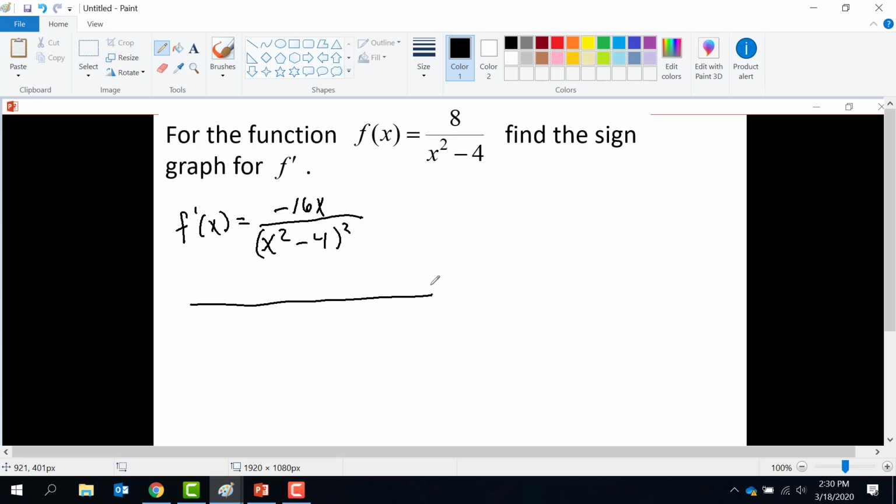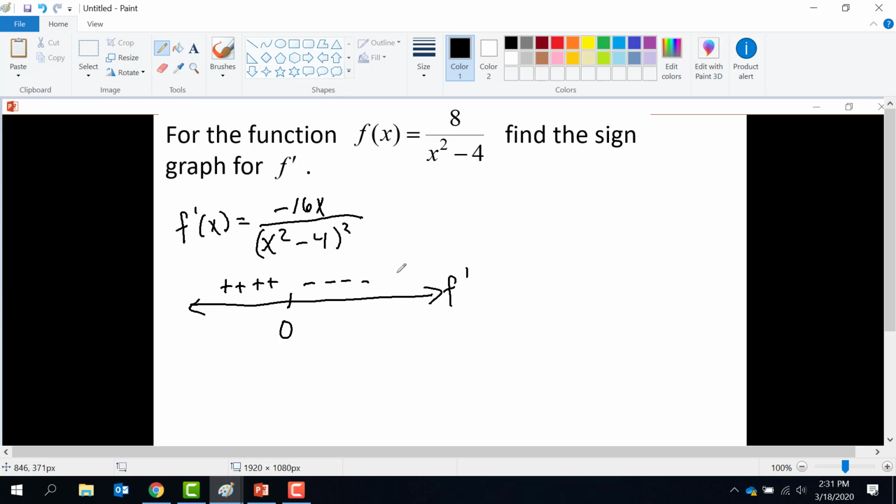So when I go to look at my sign chart for f prime, the only number that belongs on there is 0, because that is the only number that makes the numerator 0. To the left of 0, if you plug in negative 1, negative 2, or so on, you're going to get a positive output. Negative times a negative will be a positive. To the right of 0, a negative times a positive will be a negative.